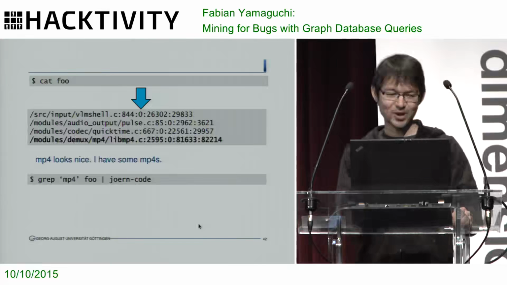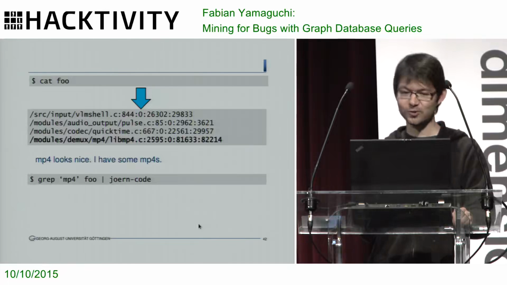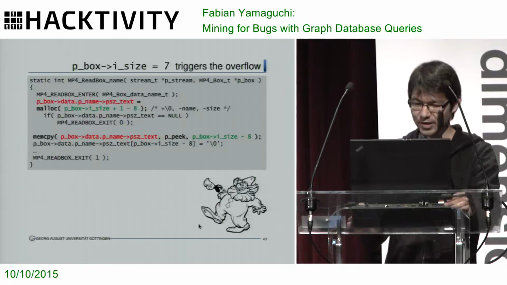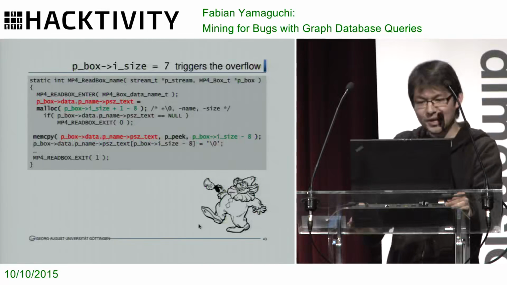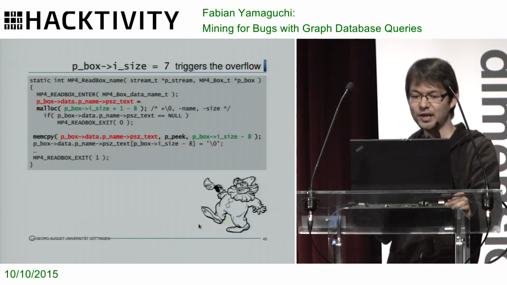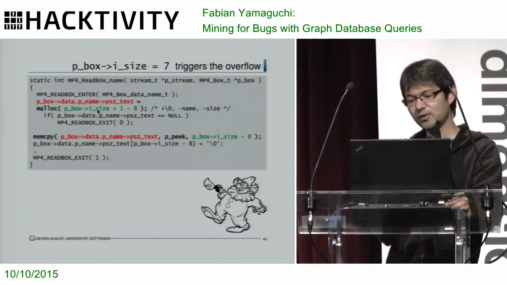So grep foo for MP4 and return code, which will output the code. And this is what it outputs. I would ask you how to trigger this bug, but it already says it. What you see here is code to parse MP4 files. And here's your malloc, and it has an additive expression inside. So let's insert 7. Then we would allocate 7 plus 1 minus 8, which is 0.